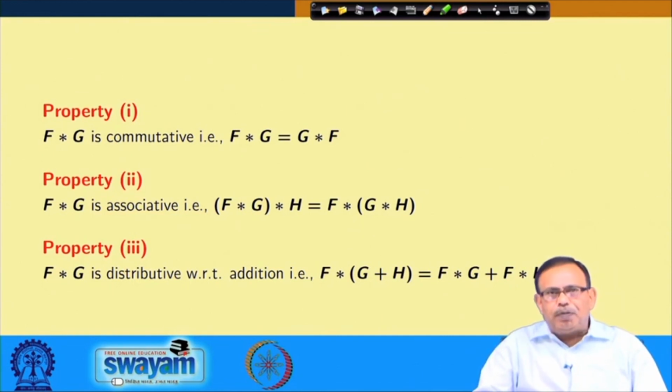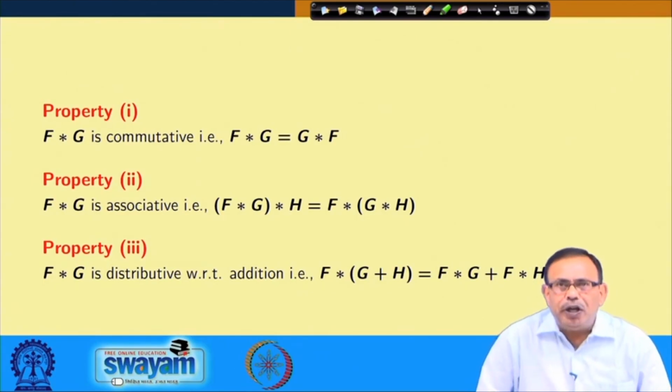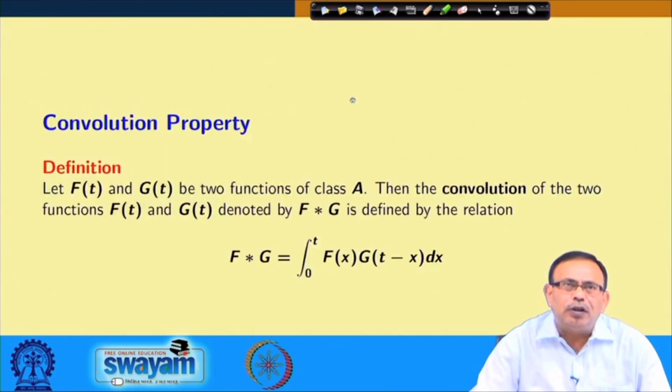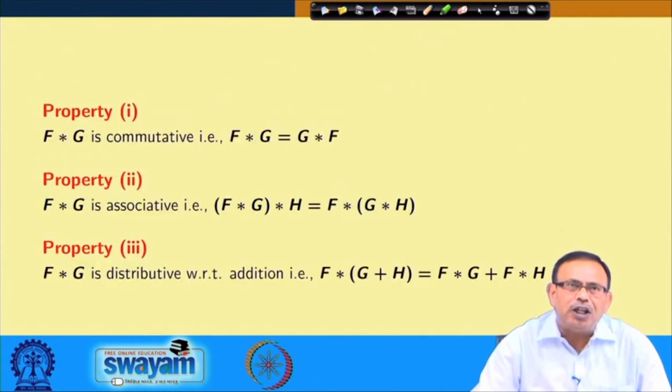Please note this one, f star g is distributive with respect to addition, that is f star (g plus h) is equal to f star g plus f star h. So, please note that the convolution which we have defined earlier, because convolution plays a vital role, f star g equals the integral from 0 to t of f(x) g(t minus x) dx, and it satisfies these three properties. The convolution is commutative, associative and distributive with respect to addition only.